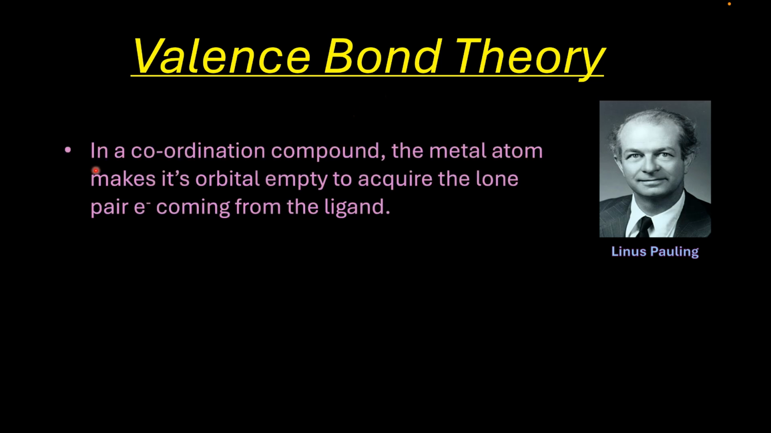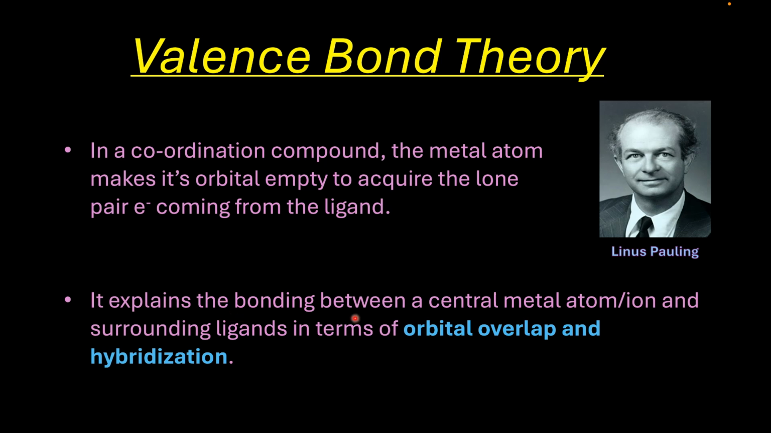So here is the first point. In a coordination compound, the metal atom makes its orbitals empty to acquire the lone pair electrons coming from the ligand. So here two things we have to pay attention to: the metal atom makes its orbitals empty, and the ligand must have a lone pair of electrons to donate. This explains the bonding between a central metal atom or ion and surrounding ligands in terms of orbital overlap and hybridization, from which we can find out the geometry of these coordination compounds.